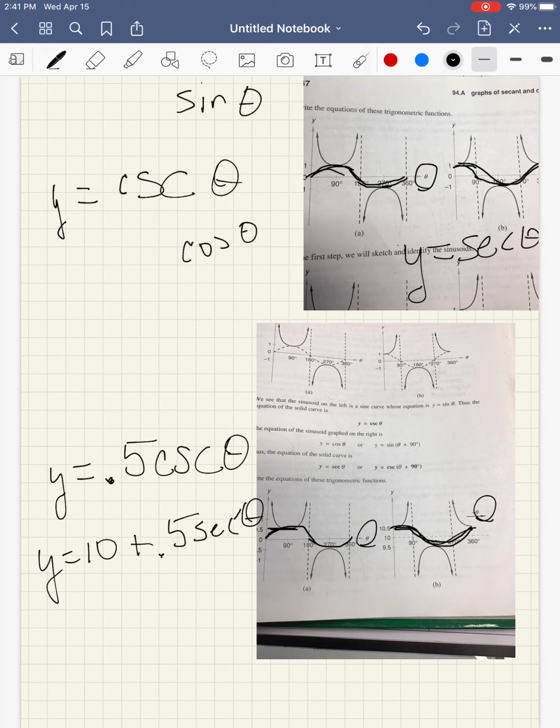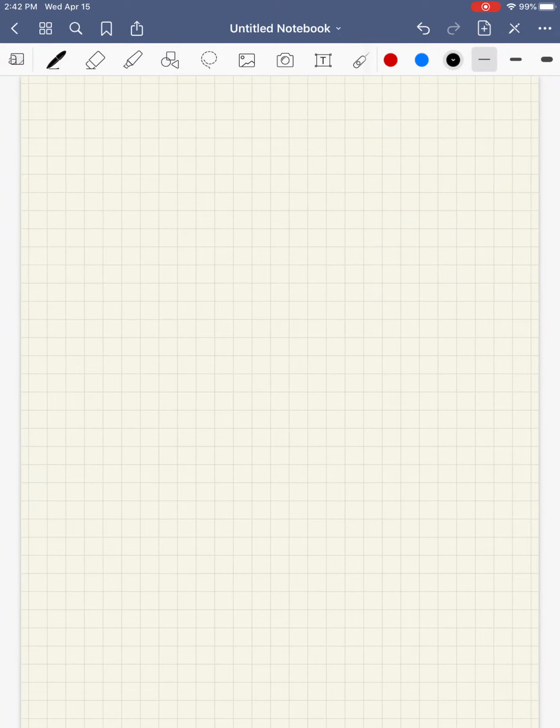All right? So always begin by sketching these reciprocal graphs so that you can see what the original was. That'll make it a lot easier for you. All right. On page 548, we're going to look at graphing tangent.